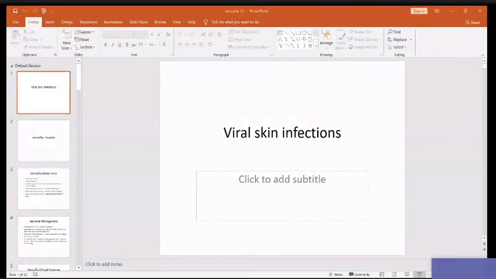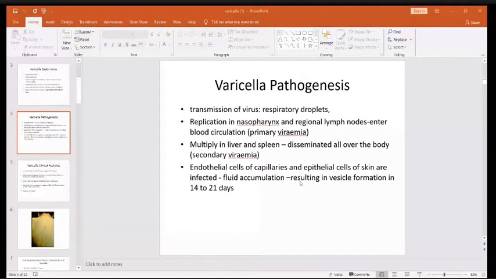The virus enters through the respiratory tract when infected droplets are inhaled. It multiplies in the nasopharynx, reaches the regional lymph nodes of that area, and then enters the circulation. Therefore there is a primary viremia, and from there the virus enters the reticuloendothelial system and gets disseminated all over the body. They reside mainly in the endothelial cells of the capillaries and the epithelial cells of the skin.